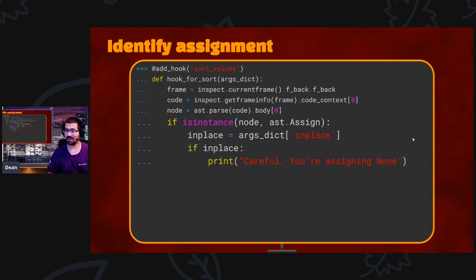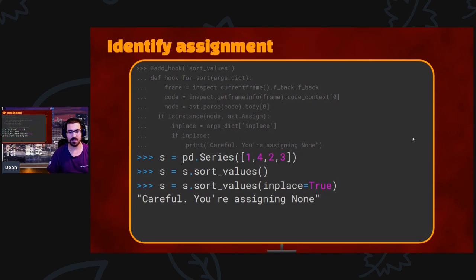So now we can say, okay, let's add a hook on sort values that does this. We're basically getting the line of code. In the first lines, I will not go over it, but that's basically how we get a string of the code that called sort values. And then we can understand if the node, basically the part containing the code, is an Assign object, because if it wasn't, the AST would say this is an Expr object or this is a For object and stuff like that. So if it's an Assign object and also the user called inplace equals true, then we print: careful, you're assigning None.